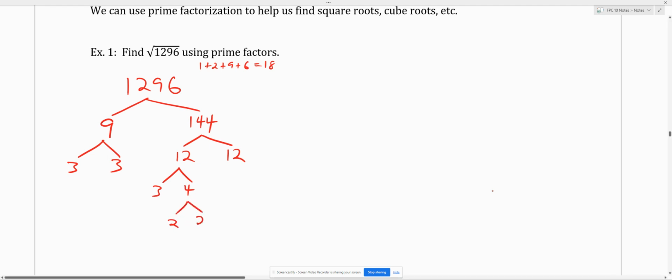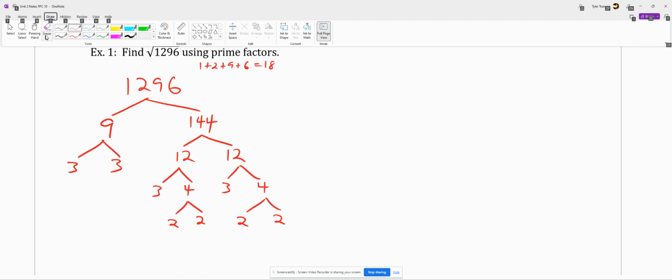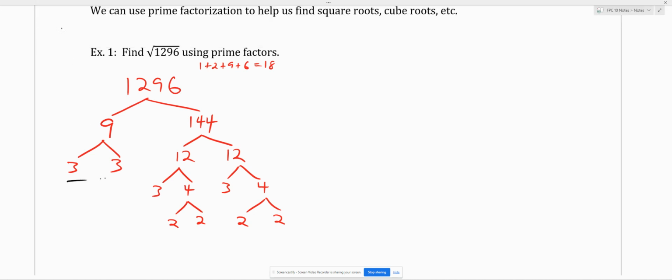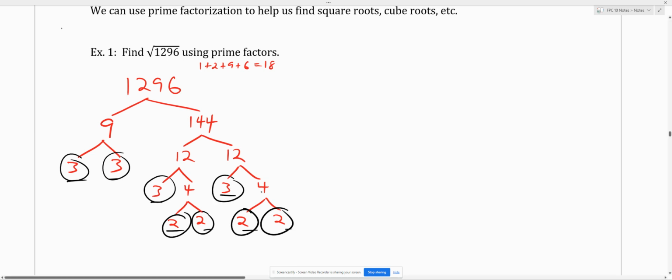I have to break that into 2 times 2, and same for this 12, 3 times 4, and 2 times 2. And now I can see I have only primes left over. I have 3, 3, 3, 2, 2, 2, 2, and another 3 here. So it is helpful to circle your primes so you don't miss any. That's the most common mistake I find in this stuff.